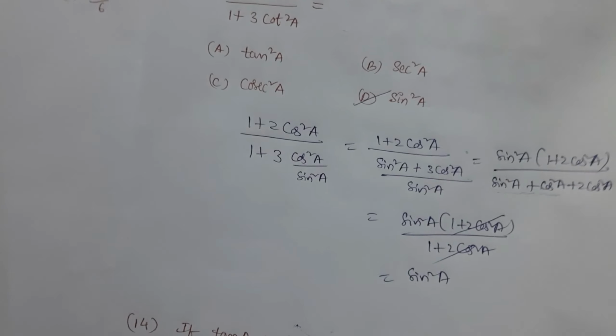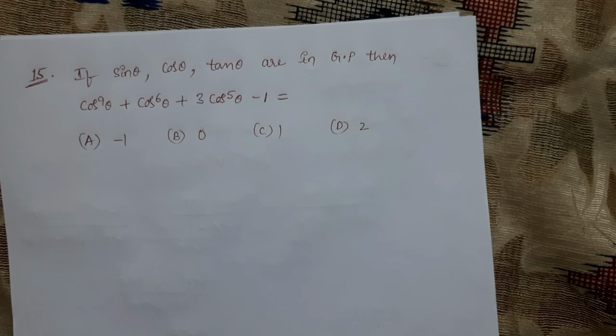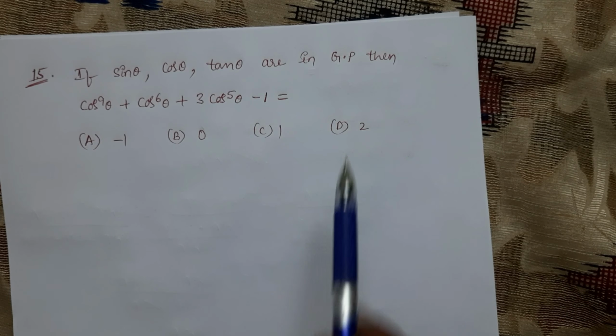Next, question number 15. This is a very important model. Whenever they mention AP and GP, those types of questions we get in sequence and series, and also in trigonometry, and sometimes we also get questions in complex numbers, based on AP and GP.